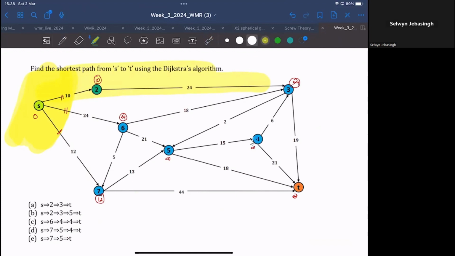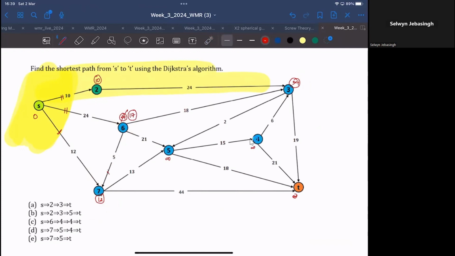Then what are the remaining nodes that are unexpanded? We have node 3, which has a cost of 34. We have node 6, which has a cost of 24. And node 7, which has a cost of 12. So since node 7 has the least expected cost, we will expand node 7. So if you go along this path, it will be 12 plus 5, that is 17. 17 is less than 24. So we can go along this path. So we can replace this 24 by 17.